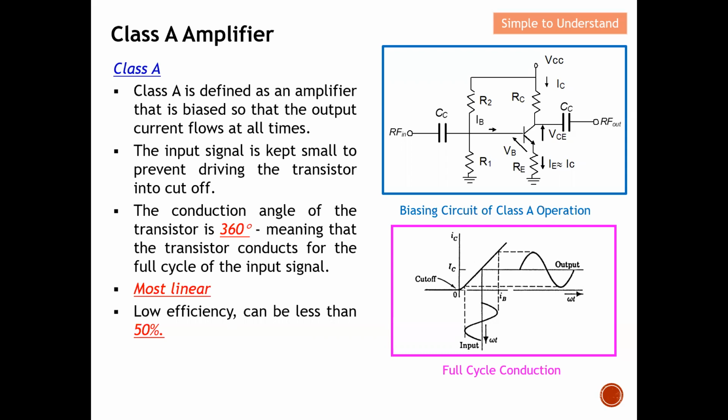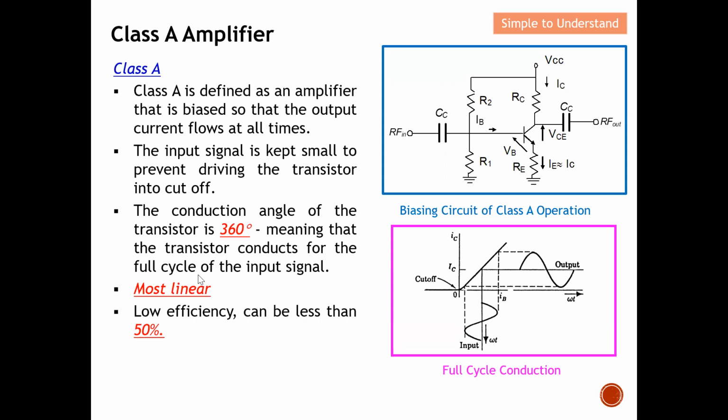And next, I'm going to explain about linearity. Okay, the input signal is kept small to prevent driving the transistor into cut off. The conduction angle of the transistor is 360 degrees, meaning that the transistor conducts for the full cycle of the input signal. So over here, you can find that this Class A is the most linear because the conduction angle is 360 degrees.